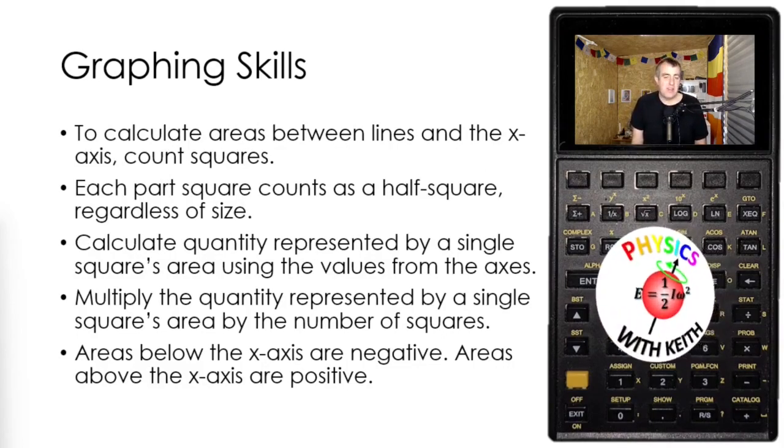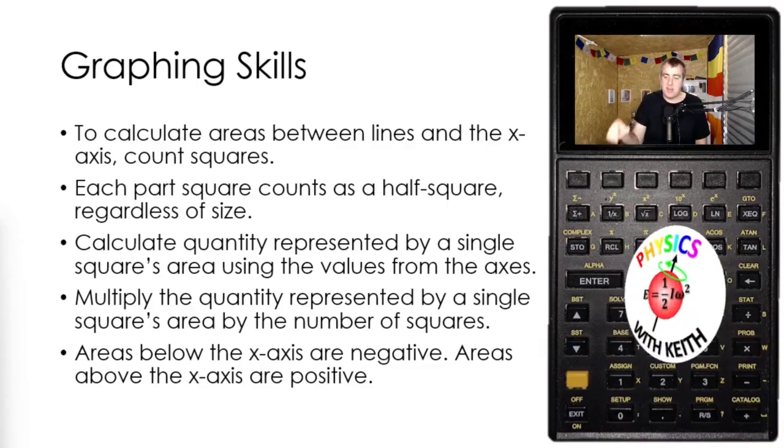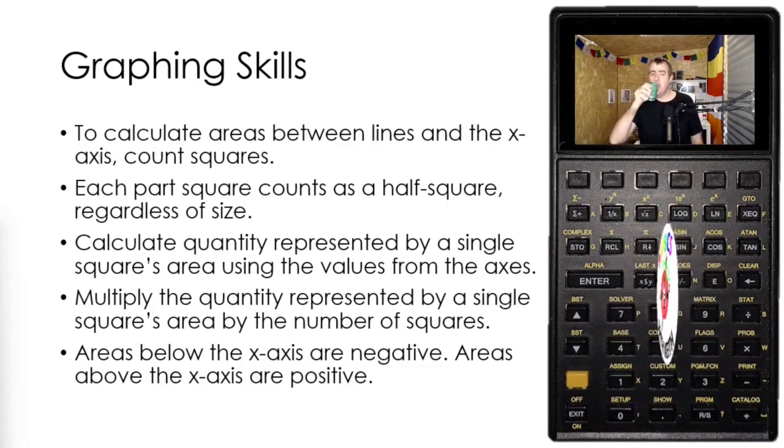If you want areas, and there are some times where you're going to want areas, you've got a velocity time graph, for example, the area represents displacement.